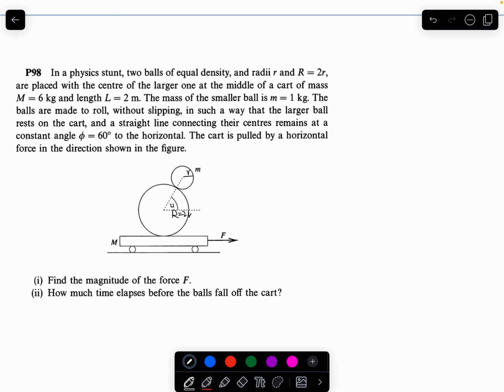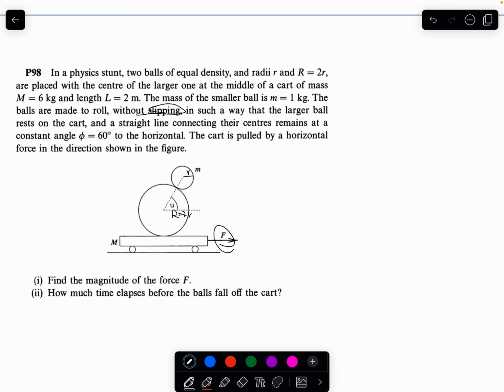Capital R is placed with the center of the larger one at the middle of the card of mass m, length L, and the mass of the smaller ball, and we have them made to roll without slipping in such a way that the larger ball rests on the card and a straight line connecting their centers remains at a constant angle. The card is pulled by a horizontal force F in the direction shown in the figure. So we need to calculate the F.